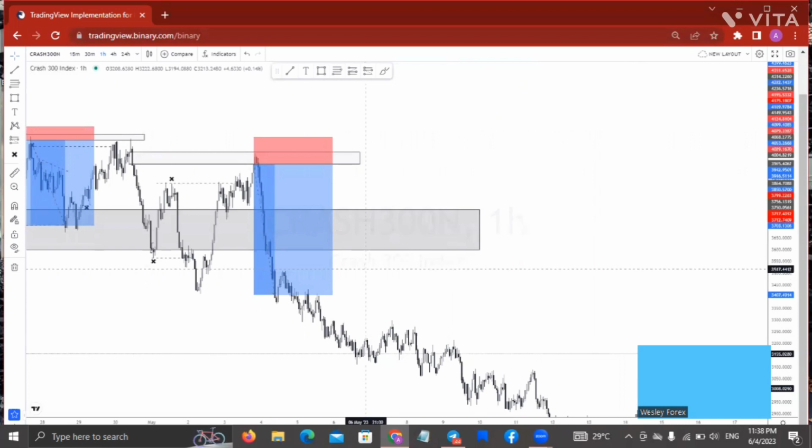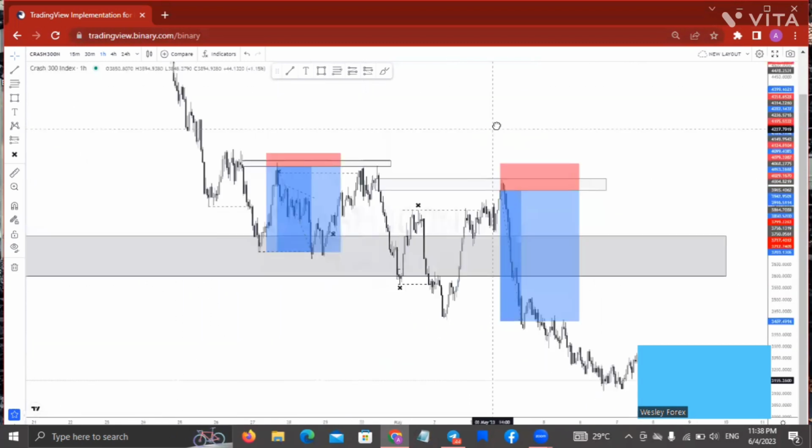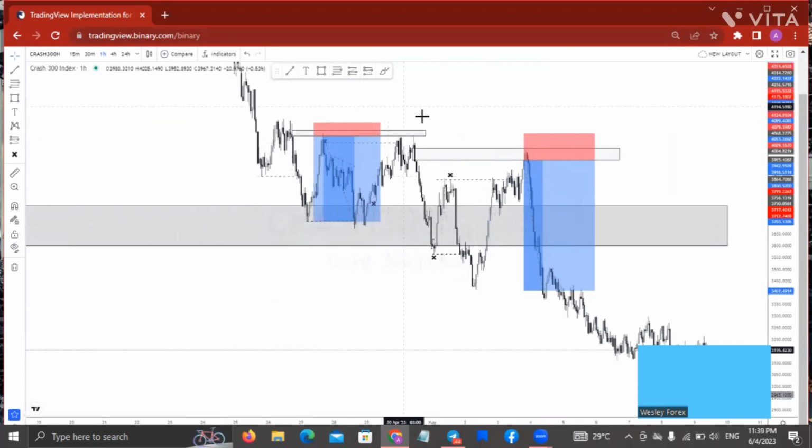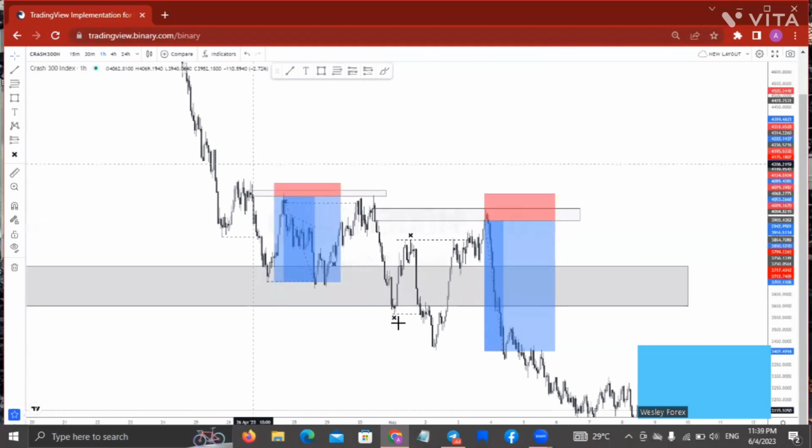Now, let me give you an instance. I'm going to start with ICT right now. Let me say I have this setup right here, with these two entries. First of all, we have price coming from a downtrend. Now, we have a break of this low, a grab of this sell side liquidity, and we have price pulling up.